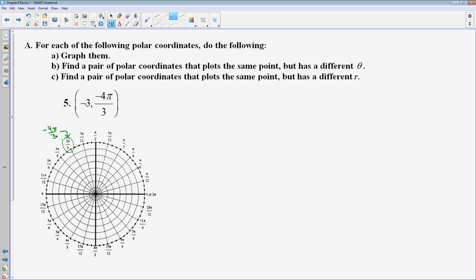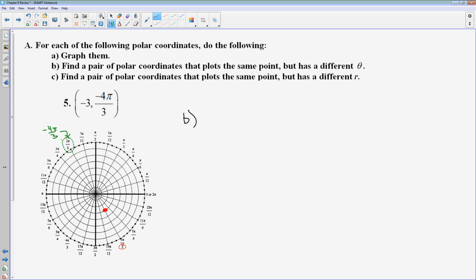And I'm going negative 3, which means I'm running away from it. So I need to find the angle in the opposite side of the circle with the same denominator. So something over 3, which is 5 pi over 3. And I want to move away from 2 pi over 3, which is towards 5 pi over 3. 3 units. So 1, 2, 3. There's my graph. Same point, but a different angle, a different theta.